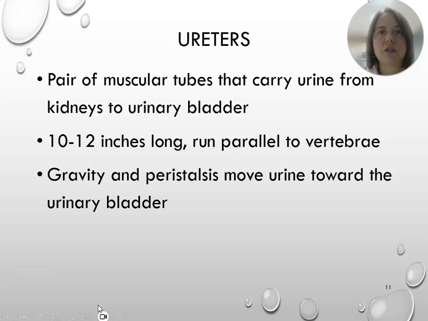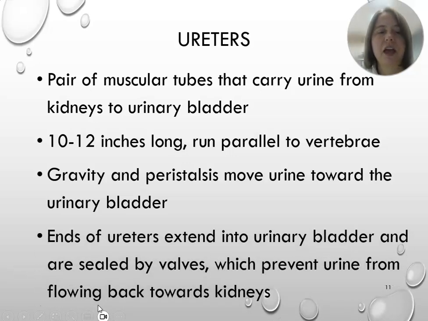So how does urine go down? Well, gravity, but also peristalsis squishes it down towards the bladder. And the end of the ureters actually extend into the urinary bladder and are sealed by valves. You do not want things to go back up to your kidneys. You only want things to leave the kidney and go down to the bladder. So those valves make sure that urine and hopefully bacteria do not get up into the ureters and the kidneys.